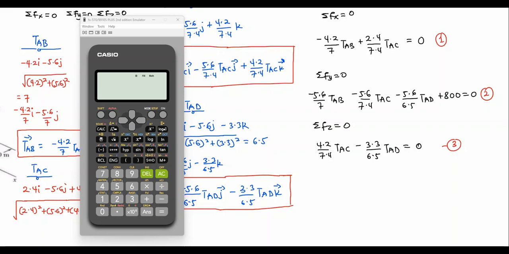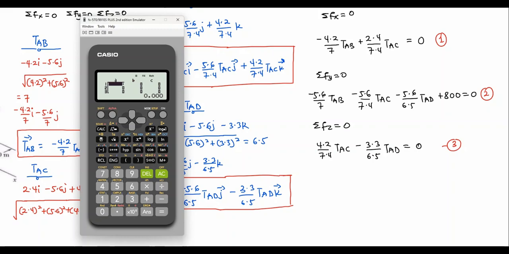To use the calculator, first of all, you have to press on mode. Then choose the fifth option, which is equations, and then you have three equations with three unknowns, so you have to go for the second option, which is 2. Now what you have to do is enter values. The first variable is TAB, the second is TAC, and the third is TAD.